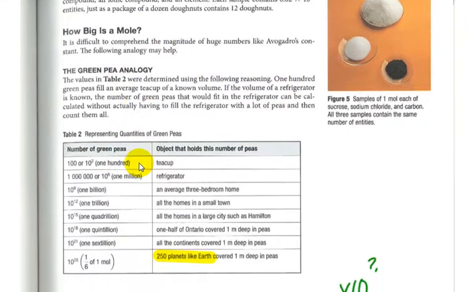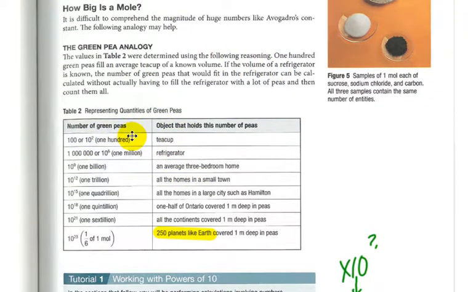How big is the mole? An interesting green pea analogy here. If you had 100 green peas, it fills a teacup. If you had 1,000,000, it would fill a refrigerator. Until eventually, if you go down to 1/6 of a mole, 250 planets like Earth covered 1 meter deep in peas. So it's a huge number. You would never count it in a single lifetime.